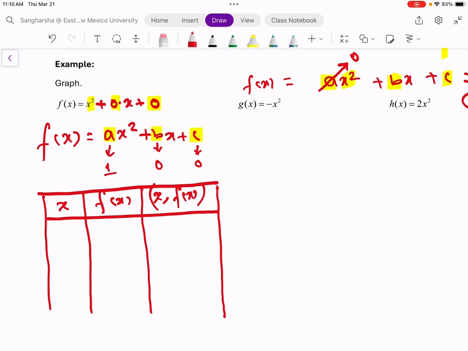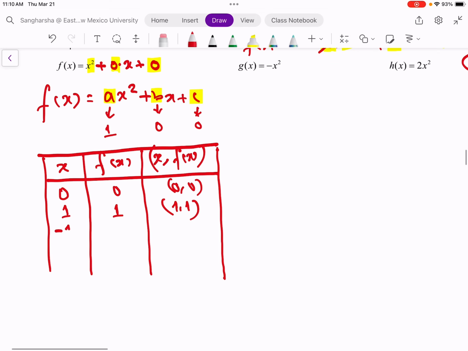So let me choose the very famous number. What is that number? 0. That's the easy one. If our input is 0, how do we find the output? You substitute 0 for every x. So we have 0 square, which is 0. So 0, 0. Let me choose 1. 1 square is 1. So we have 1, 1. Let me choose negative 1. Negative 1 square is positive 1. So we have negative 1, positive 1.